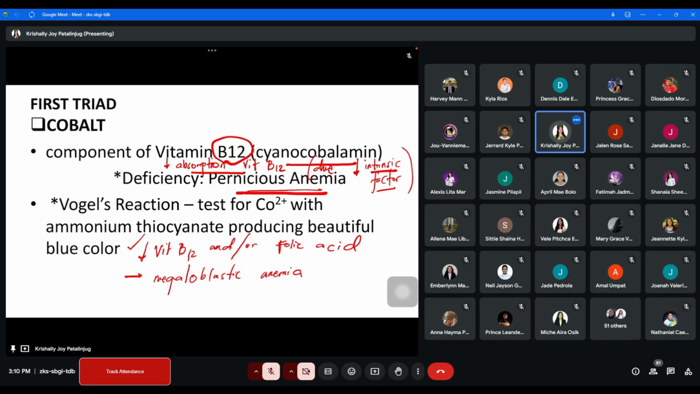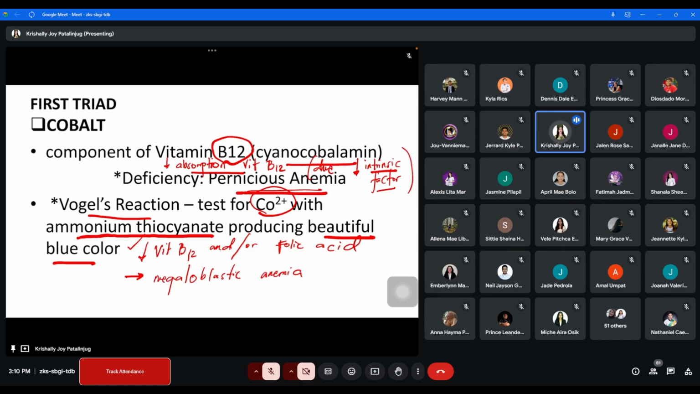Megaloblastic anemia naman yan. Okay, Vogel's reaction, that's the identification test or qualitative analysis yan for the detection of cobalt ion in a sample. It's a test for cobalt with, ito yung component, ammonium thiocyanate, and the positive indicator, coloration, nga mabubuo na kapag na-detect na si cobalt in the sample, beautiful blue color.